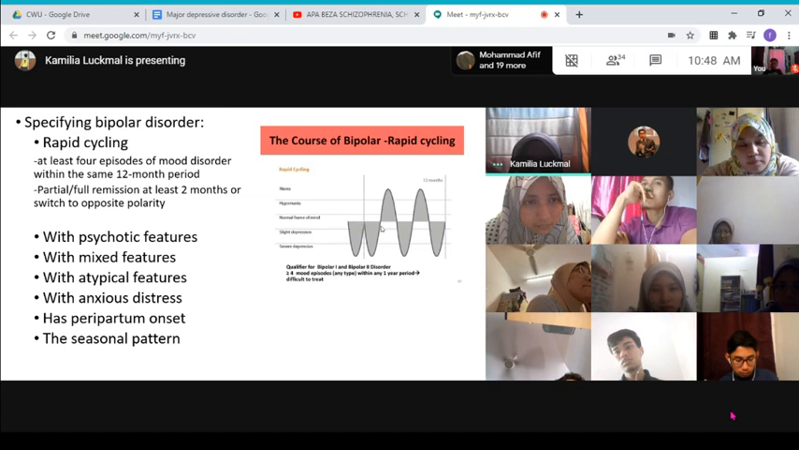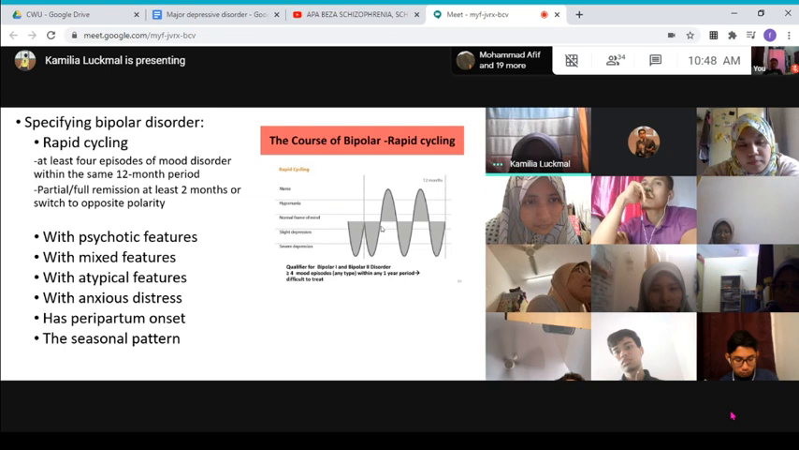For mental state examination, it is as stated here. Maybe you can read it later, or if you have any questions, you can ask. So this is the diagram that I found on the internet. For this screening, these are the screening tools available, which is usually used in primary care.